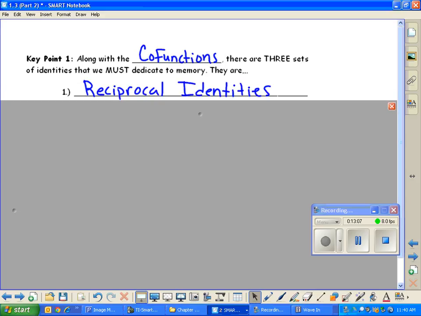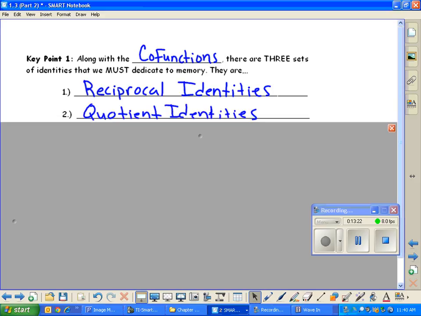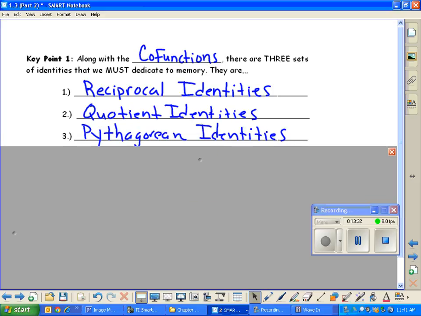So let's see what we got here. So we got co-functions. We have reciprocal identities. That was Monday's lesson. That was the last set of notes from the purple packet where we learned about reciprocal identities. Number 2, quotient identities. We never officially called them this, but you will recognize them once we write them. Quotient identities. And lastly, Pythagorean identities. Whoa, big word. We will establish these 3 today and tomorrow. We will go through how they came about.